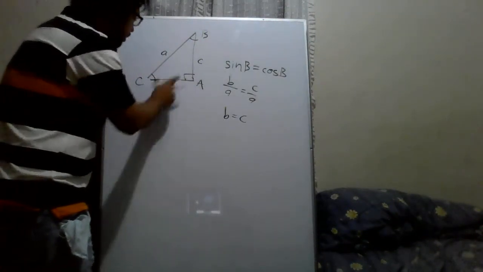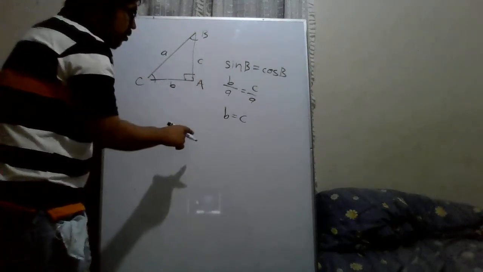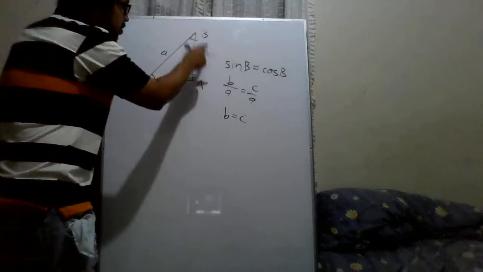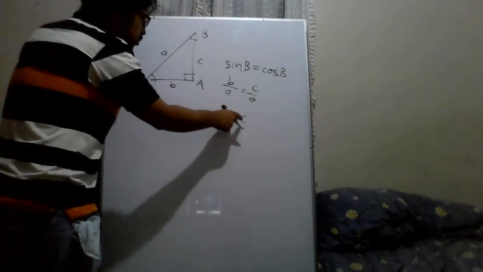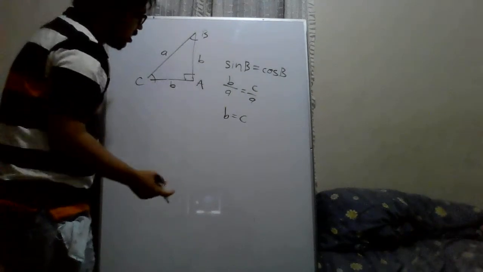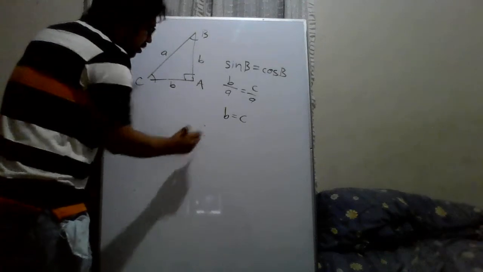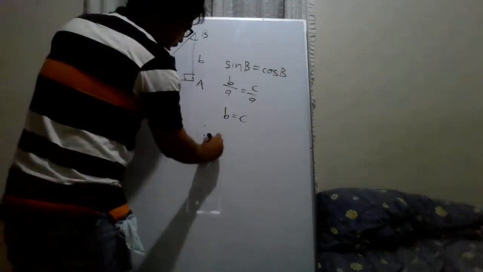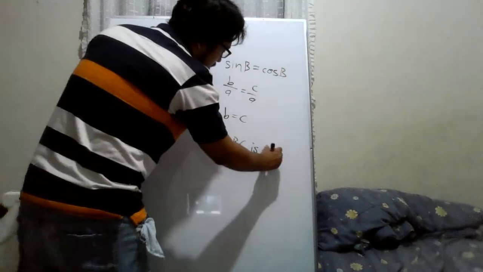So this triangle is not any triangle. If this triangle satisfies this condition, this means B must be equal to C. So these both sides are actually the same length. And if they are the same length, they are an isosceles triangle. Therefore, triangle ABC is isosceles.